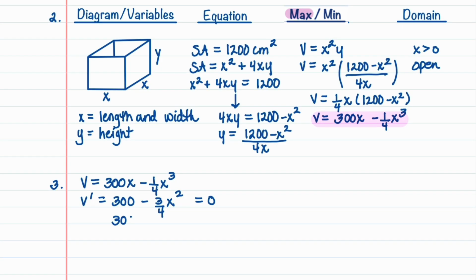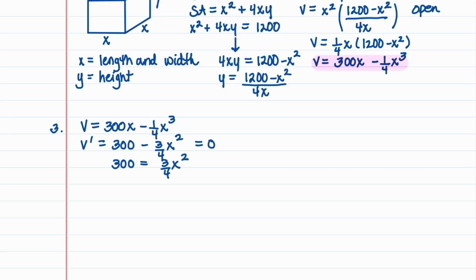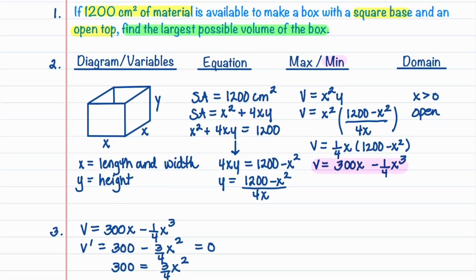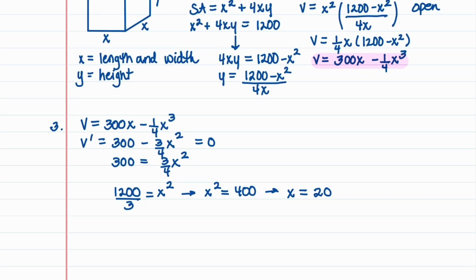So we have 300 is equal to 3/4 x squared. If we multiply by 4 and divide by 3, we are going to get 1200 divided by 3 is equal to x squared. So this tells us that x squared is 400. And we take the square root of that, and it's really nice. And we get that x is equal to 20. Now we need to put units. Let's go back up. We have centimeters squared for surface area, so x is 20 centimeters. And we'll go ahead and highlight that.